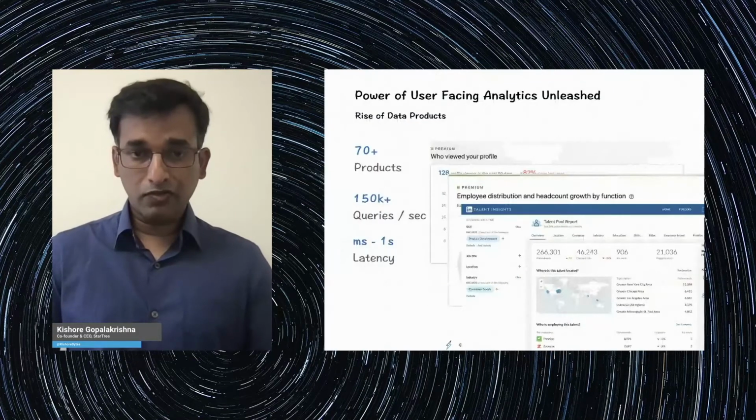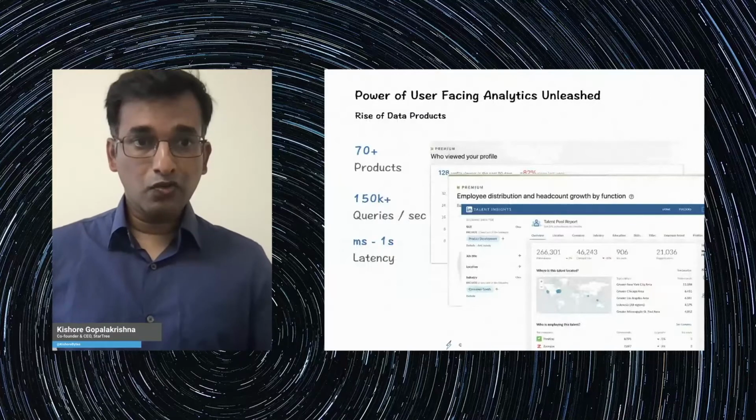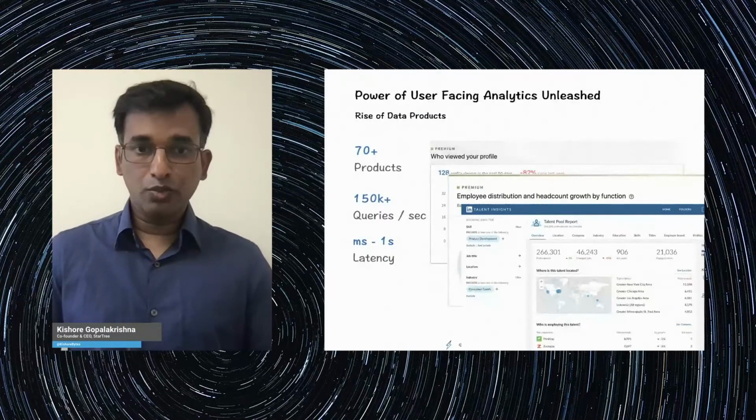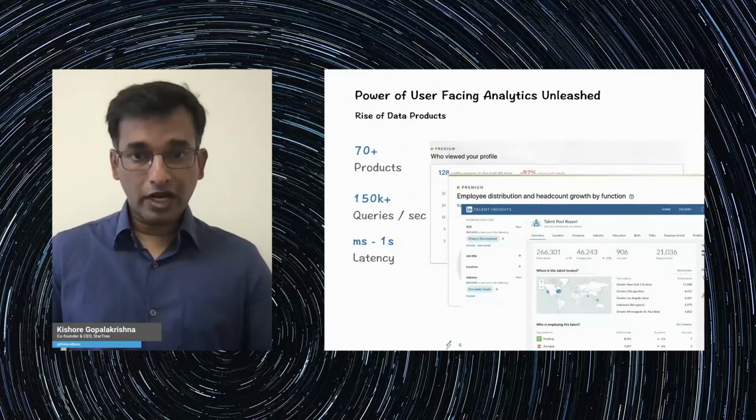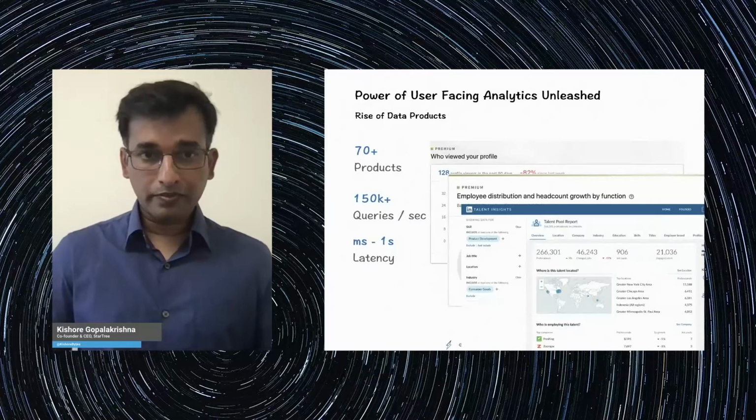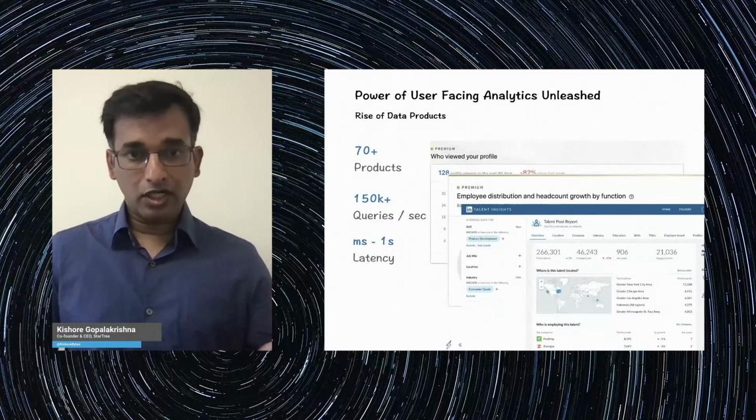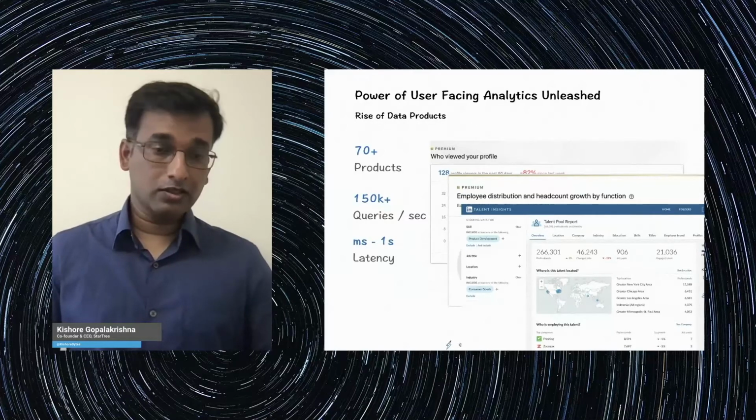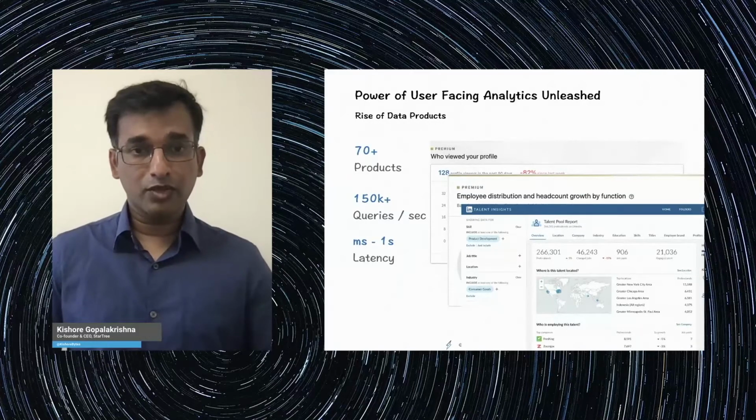And today, fast forward 5, 6 years, we have 70 plus products. It's almost become a de facto thing to provide analytics on pretty much every product on LinkedIn. We have 70 plus products serving 150,000 queries per second and still being able to maintain millisecond level latency. So any number or any chart that you see on LinkedIn today, there is a very high probability that it's coming from Pinot.